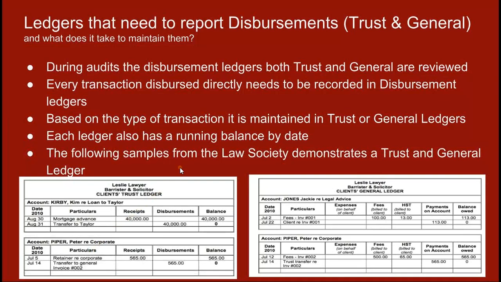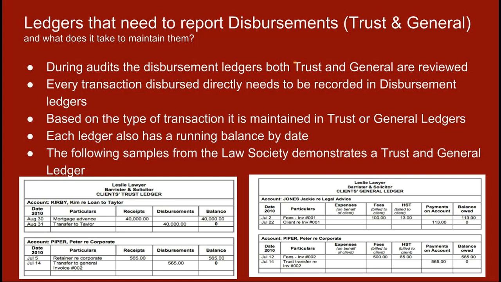We're going to take some time to review some of these journals and ledgers once we get into a little bit of the demonstration. But importantly enough, ledgers need to be managed, both for trust and general, as you know. Because during audits, these disbursement ledgers for both trust and general are reviewed. Each and every transaction that has been disbursed directly needs to be recorded in your disbursement ledger. And again, based on your style, it would be managed either within trust and or general ledgers. Keep in mind that the ledger would always have a running balance by date.